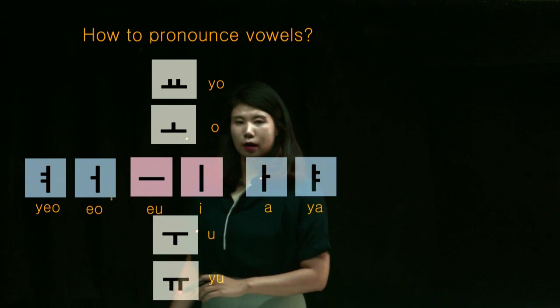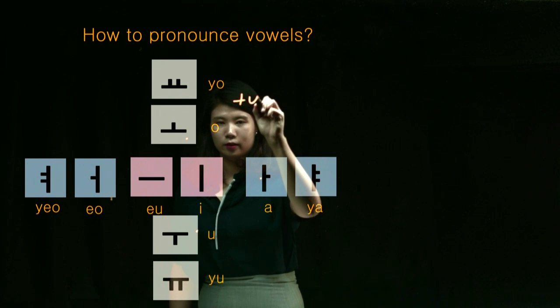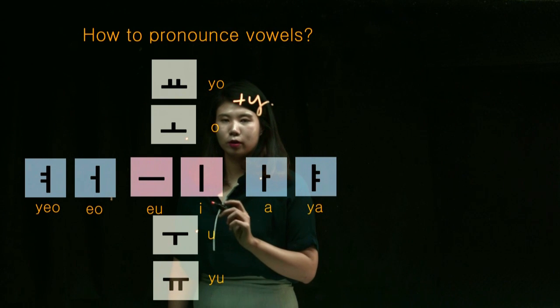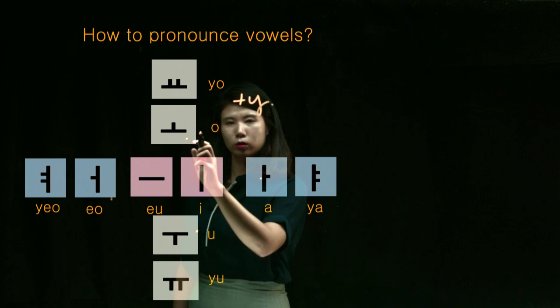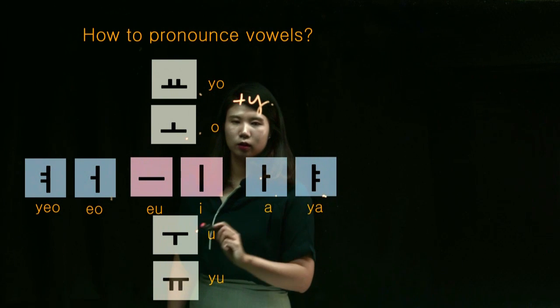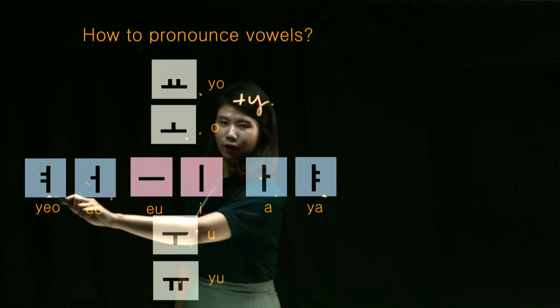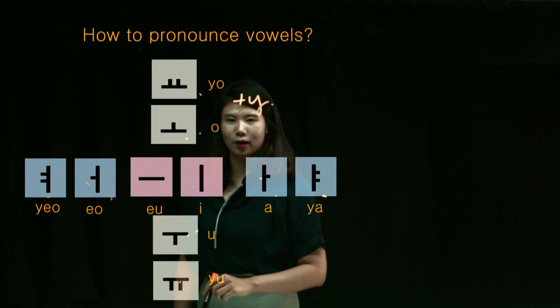And if you add two strokes, you just add the Y. Do you remember? So, O to Yo, A to Ya, U to You, and O to Ya. I hope this rings a bell.